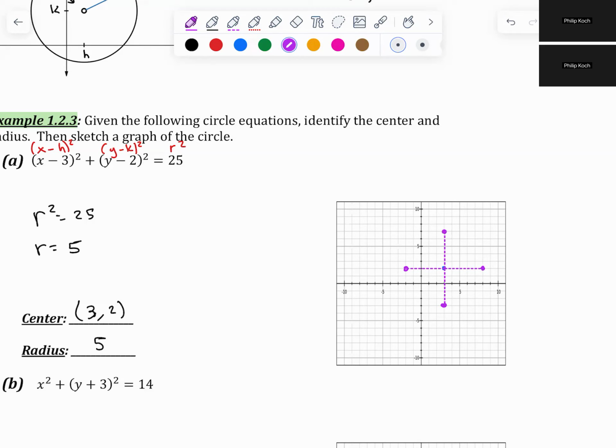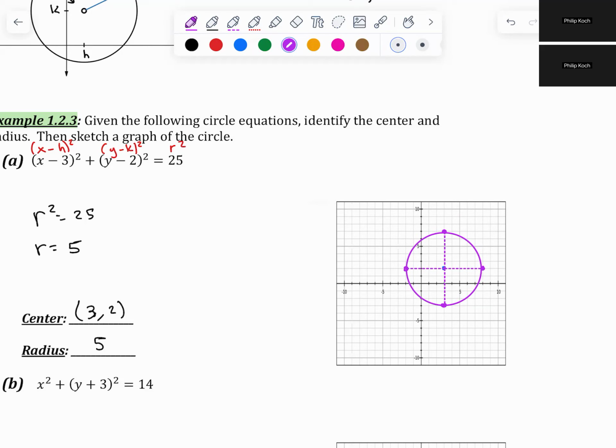So then we can just connect them and draw the best circle we can, which for me, I can draw perfect circles. So boom. I know you guys are all impressed with my ability to draw perfect circles. So I'll be here all semester and then I'll be gone.